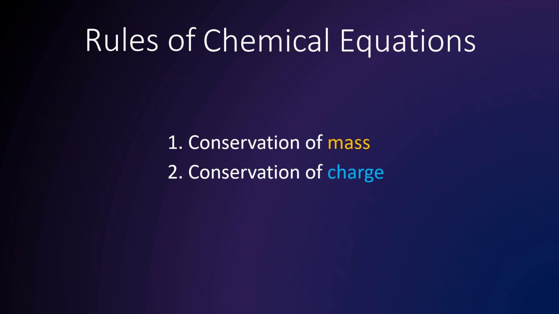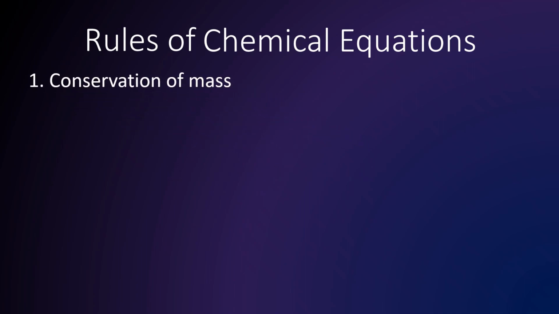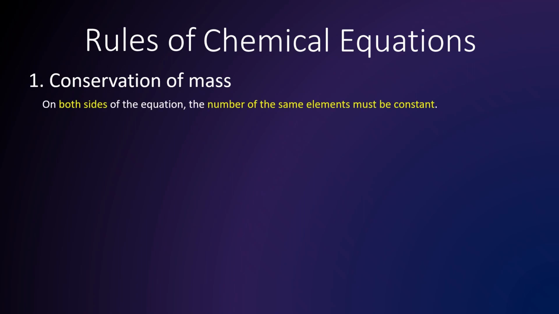Now let's take a look at some rules that govern chemical equations. There are two rules that govern chemical equations. These are the conservation of mass and the conservation of charge. Look at the conservation of mass. It means that on both sides of the equation, the number of the same elements must be constant.